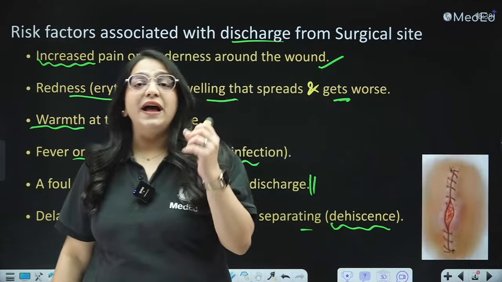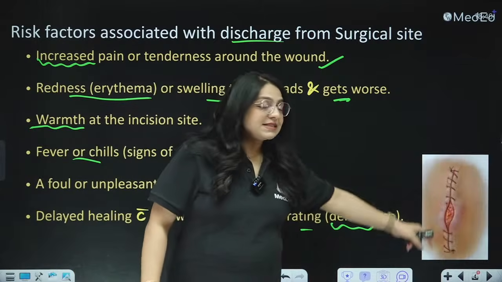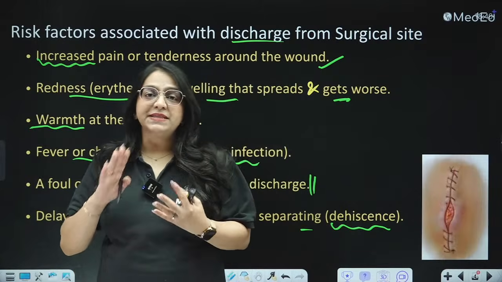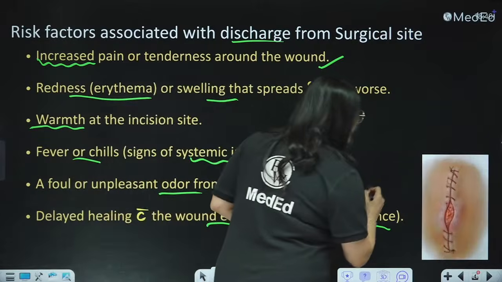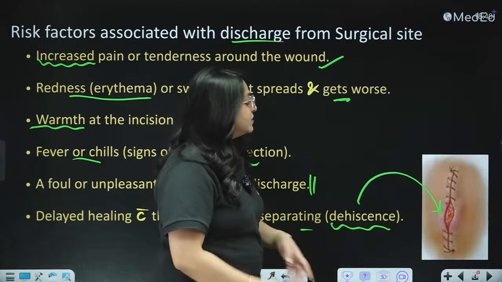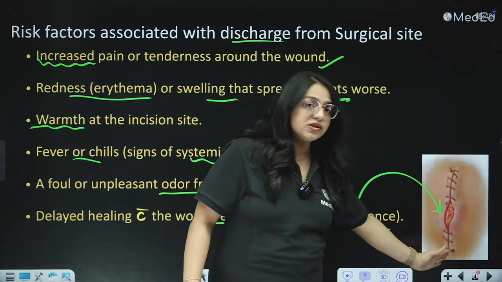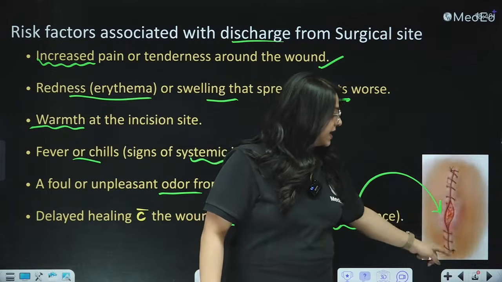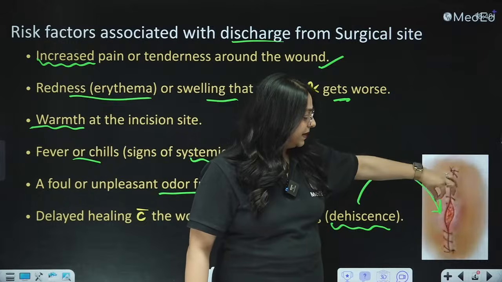Even if you don't find any frank pus coming out of the wound, the surgical site, which should heal in a set number of days, is not healing, and in fact you see dehiscence. What is dehiscence? It is the gaping of the wound. You see, this is the incision, the line where the incision was given by the surgeon. The surgeon has put the stitches, and after the stitches the skin gets approximated like this, but what is happening in the middle? It's opening up.